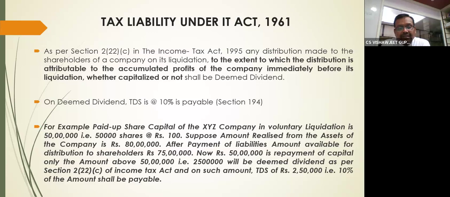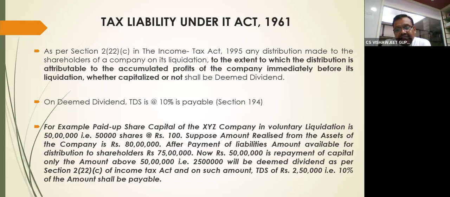For example, the paid up share capital of XYZ company in voluntary liquidation is 50 lakh rupees. Suppose the amount realized from the assets of the company is rupees 80 lakhs. So, it means you have received more than the paid up share capital. After payment of liabilities, the amount available for distribution to the stakeholders is 75 lakh rupees.